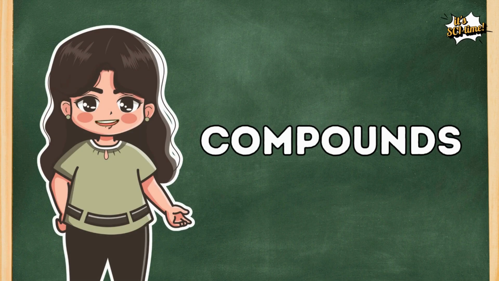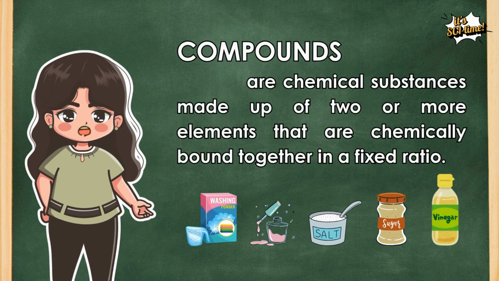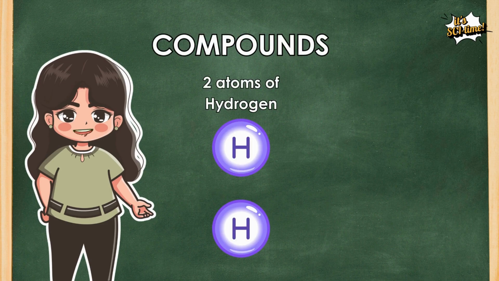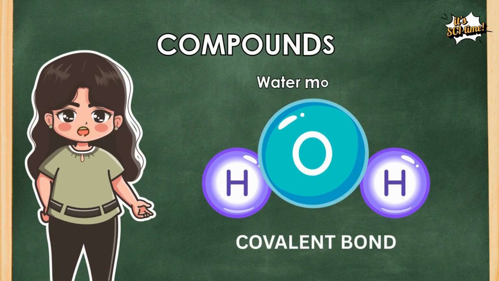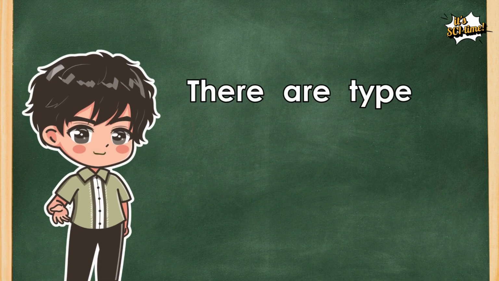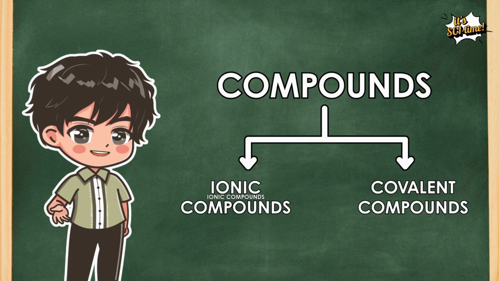Compounds. In our everyday lives, we can't deny the fact that we encounter different forms of compounds. So what are compounds? These are chemical substances made up of two or more elements that are chemically bound together in a fixed ratio. This just means that when two hydrogen atoms and one oxygen atom combine through what we call a covalent bond, a water molecule is formed. There are types of compounds formed based on their bonds. We have the ionic compounds and the covalent compounds.